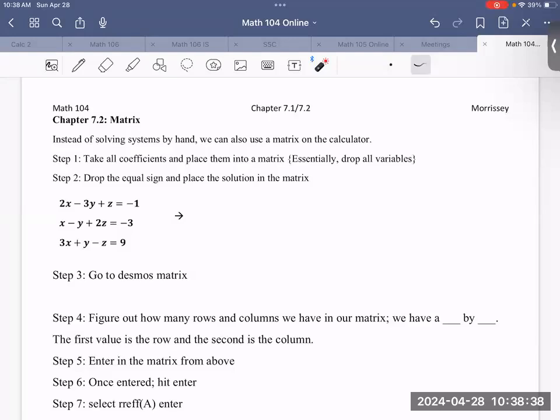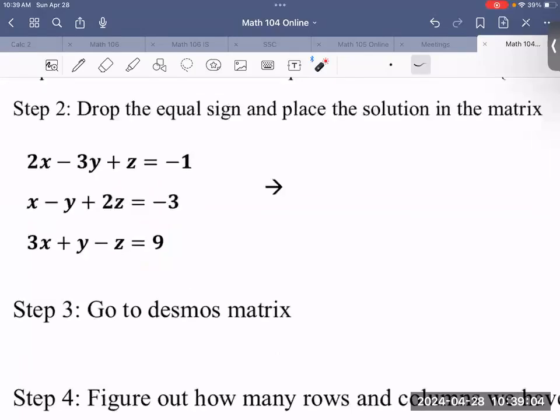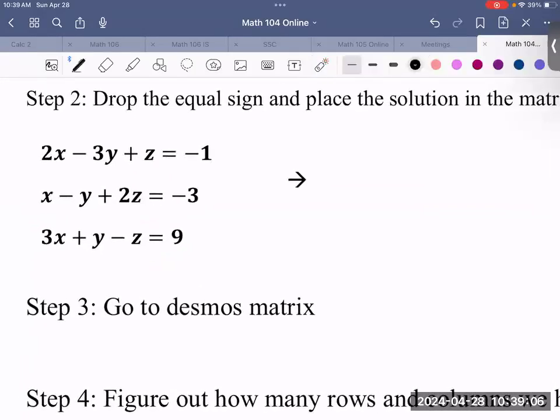One thing with your matrix calculator, we need to go from these three equations and actually make it into a matrix before we get started. So instead of solving by hand, we can also use a matrix. Step 1, take all of the coefficients and place them into a matrix, and so essentially drop all of your variables. So we are going to build a matrix.